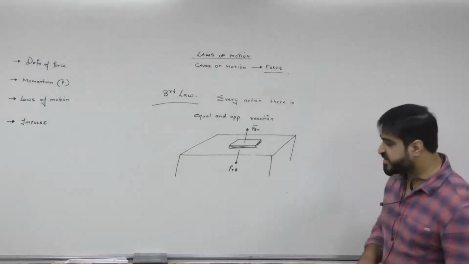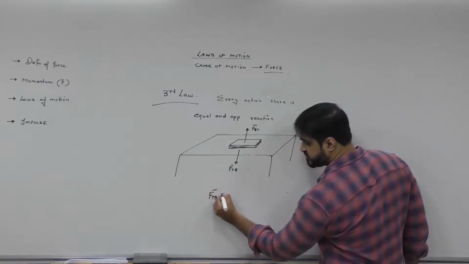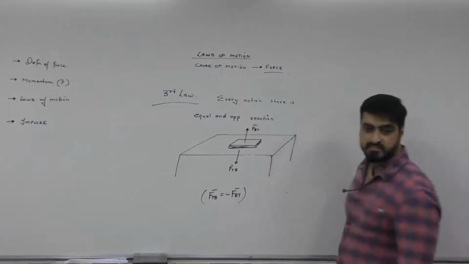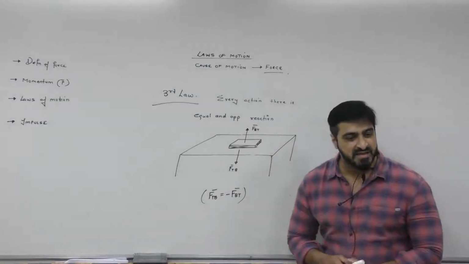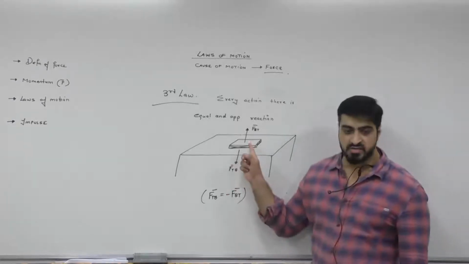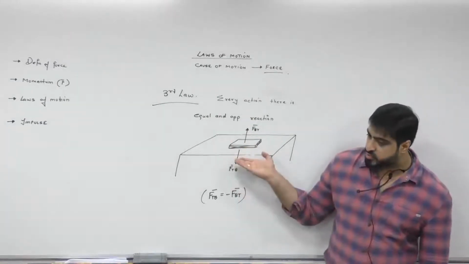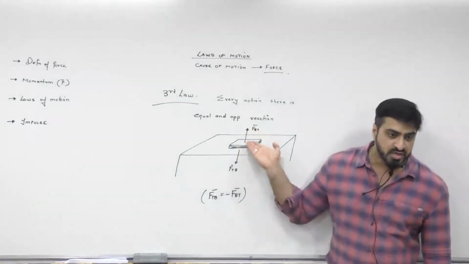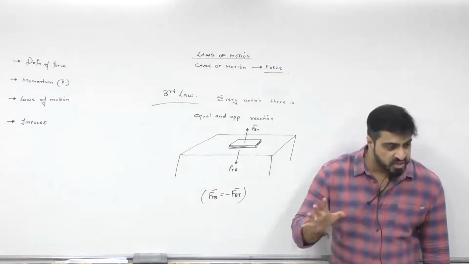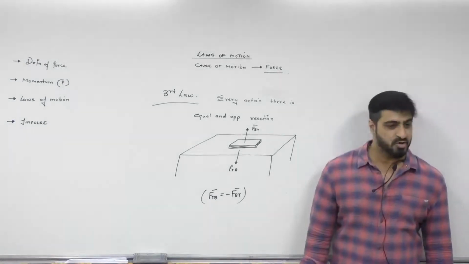Can I write this as F_TB bar is minus of F_BT bar, because they are negative vectors? Two vectors having the same magnitude but opposite direction. If this is A bar, this has to be minus A bar, because according to the definition, for every action there is an equal and opposite reaction. Means if you are applying 10 Newton, he will also give 10 Newton. This you all understood, no problem.